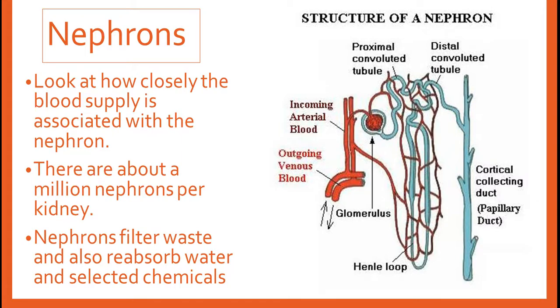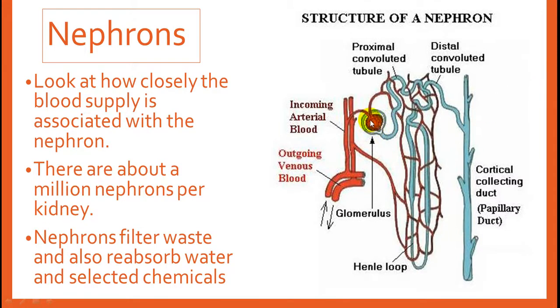There are about 1 million nephrons per kidney. It turns out that that's where all the filtering is taking place. It's taking place right in here, okay? This thing right here, the blue part, the part of the nephron, is called the Bowman's capsule, and the blood coming into it is called the glomerulus. You saw that in the video.